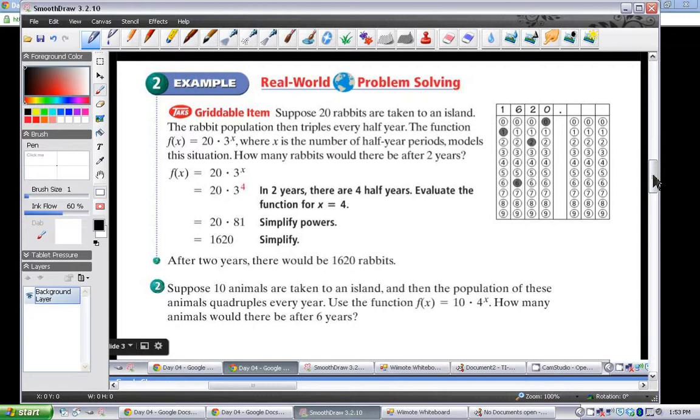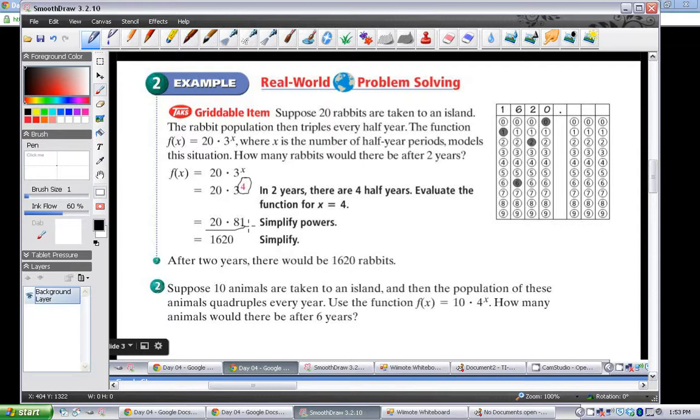Well, the first thing you have to think about is the fact that 2 years is actually 4 half-year periods. So we're going to plug in 4 for our x right there. 3 raised to the 4 is 3 times 3 times 3 times 3, which is 81. So 20 times 81, and we get 1620 for our number of rabbits.